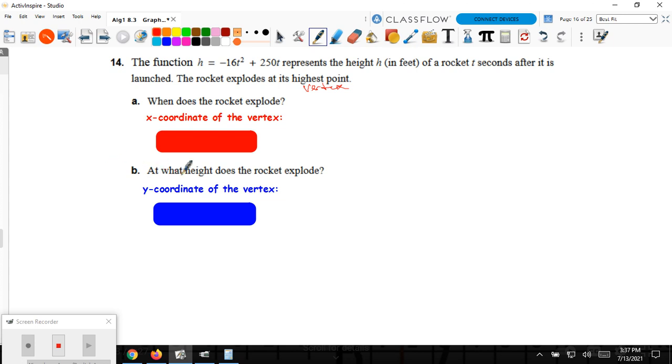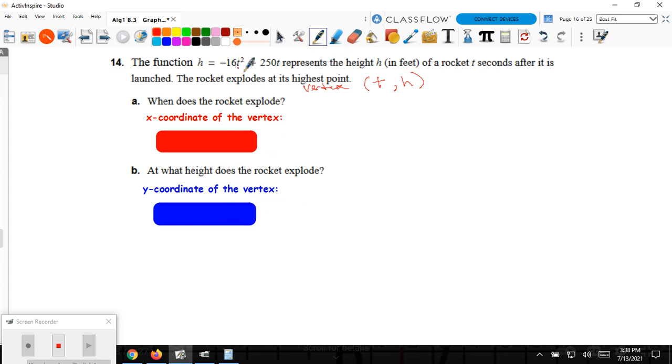At what height does the rocket explode? That's the y-coordinate. So your vertex in this one is more like t comma h in this sense. T comma h. So you have your time, that's going to be how long it's going to take for the rocket to explode, and your height, how high the rocket was when it exploded.